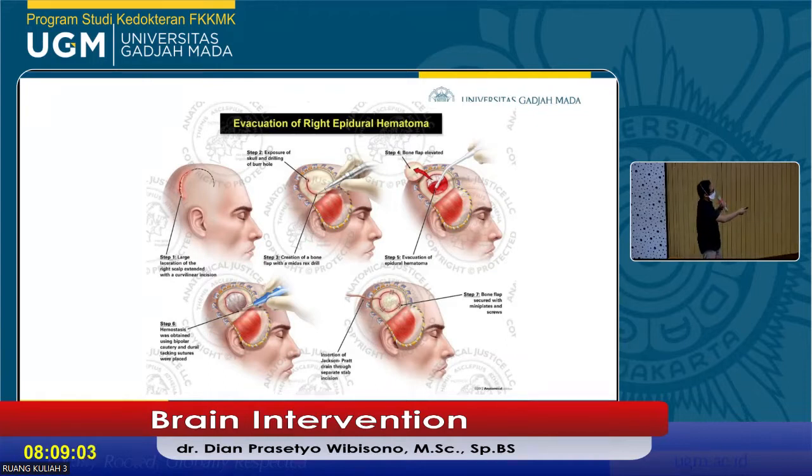After we perform this, the craniotomy is already done, because the bone is removed, so we can see the intracranial structure. We see here, oh, this is the blood. This is the epidural blood. We can remove the epidural blood, and after the procedure, we put the bone back here. So we also perform cranioplasty at the same time. This is an example of craniotomy and cranioplasty at the same time.